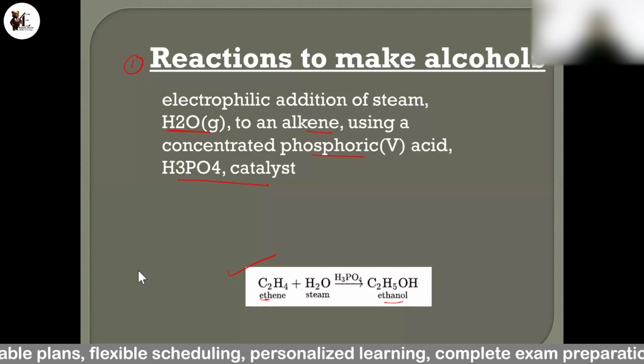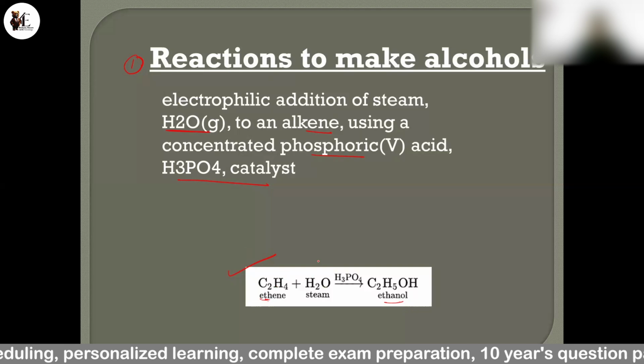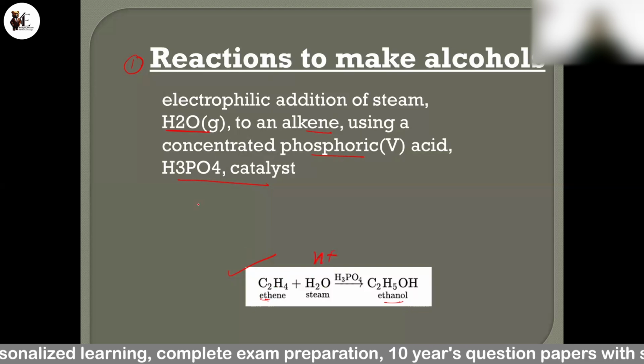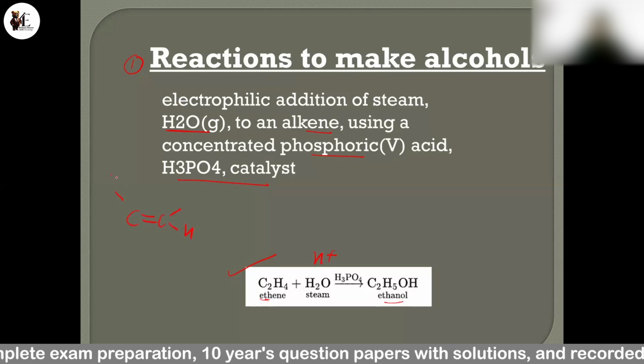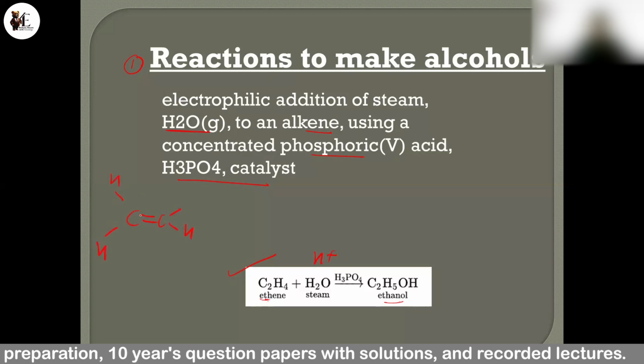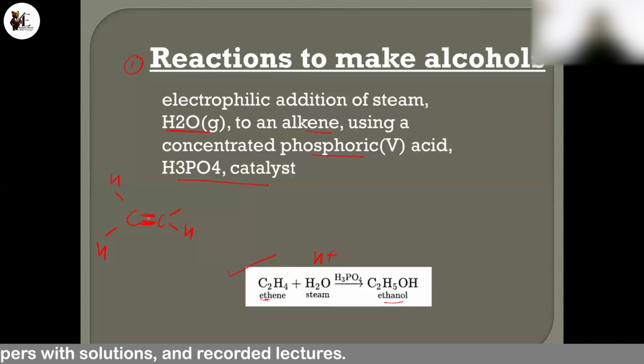If I ask you why it is called electrophilic addition of steam, it is because here we have an electrophile, H plus. It will attack this ethene molecule. It will act as a nucleophile because it has pi electron density. It is rich in electrons. That is why it is acting as a nucleophile. So it will attack the double bond of this carbon atom. The bond will get shifted here.